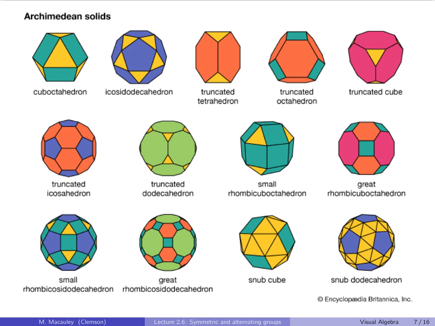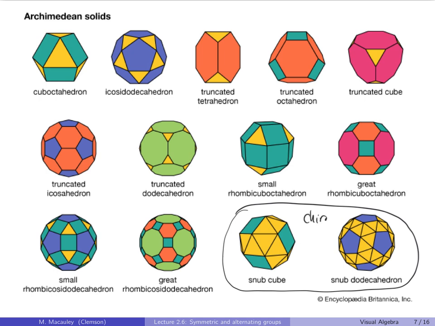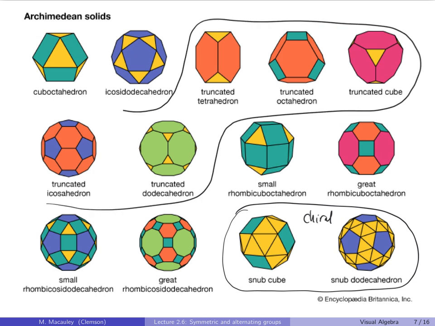These are the 13 Archimedean solids. Here are the 2 chiral ones. They are not equal to their mirror images, the snub cube and snub dodecahedron. Here are the 5 truncated versions of the Platonic solids. And then there are these 2 hybrids, cuboctahedron and icosidodecahedron.